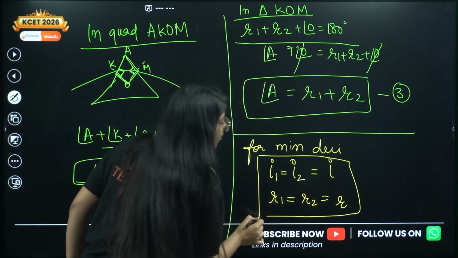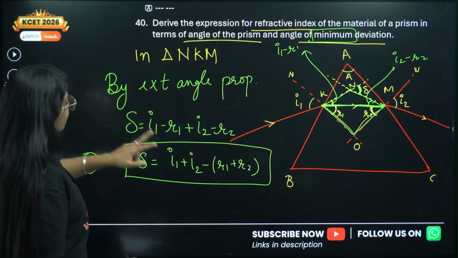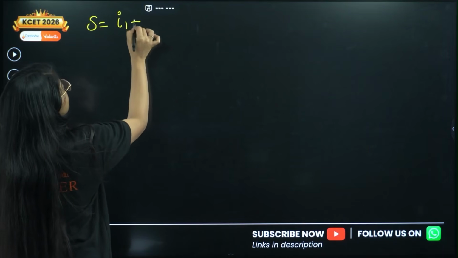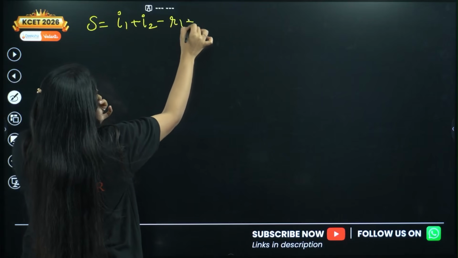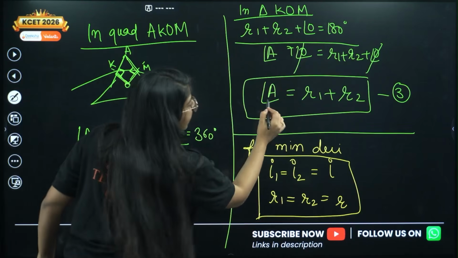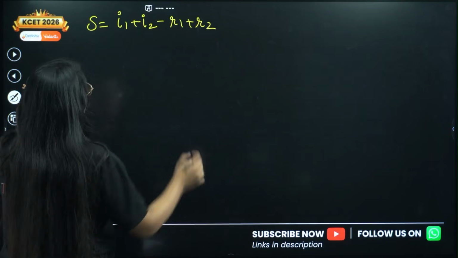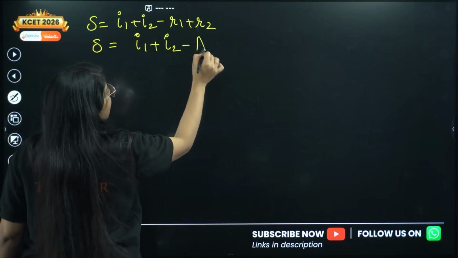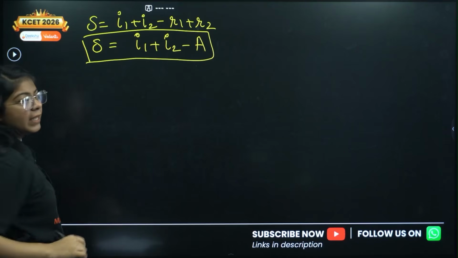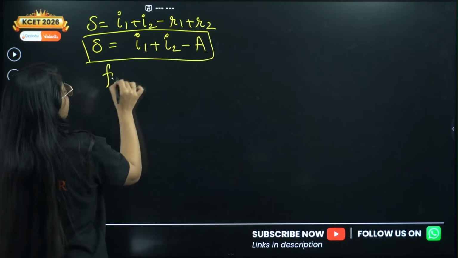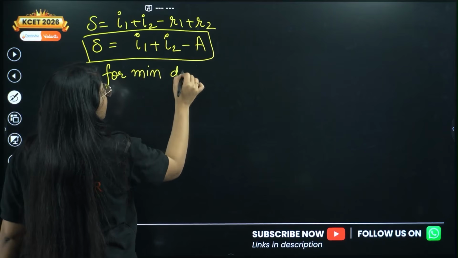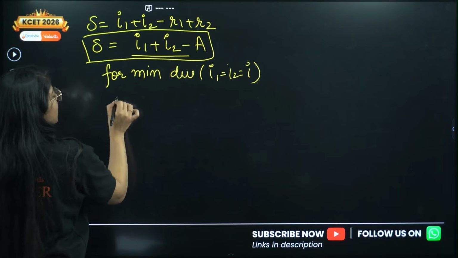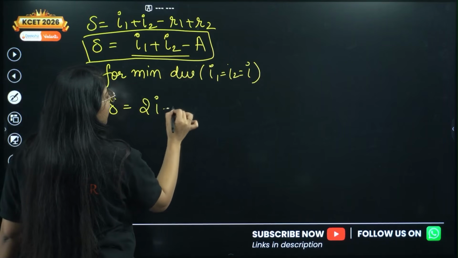Let's put this condition in equation third and equation 1. So equation 1 was I1 plus I2 minus, now this was R1 plus R2, but we saw that A equals R1 plus R2, correct? So can I put that here in this equation, that is I1 plus I2 minus A. This is another equation that I got. And since for minimum deviation I1 equals I2 equals I, this will become 2I. So delta is simply 2I minus A.